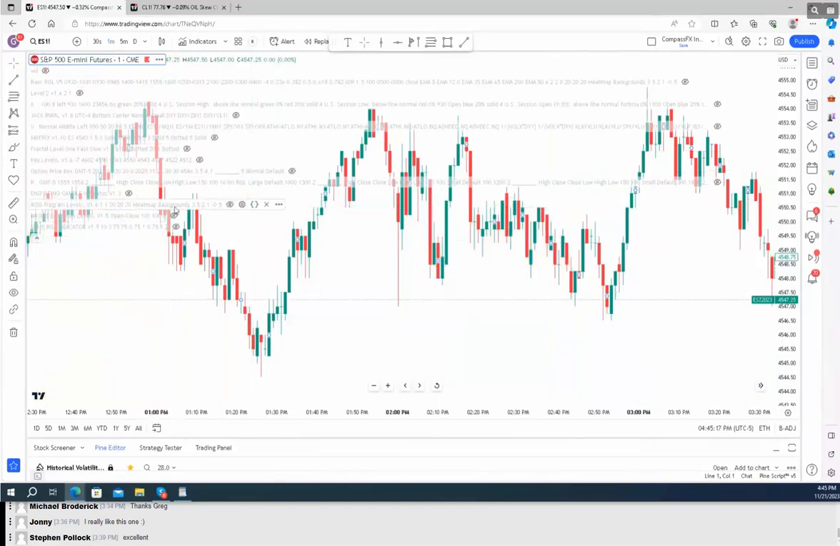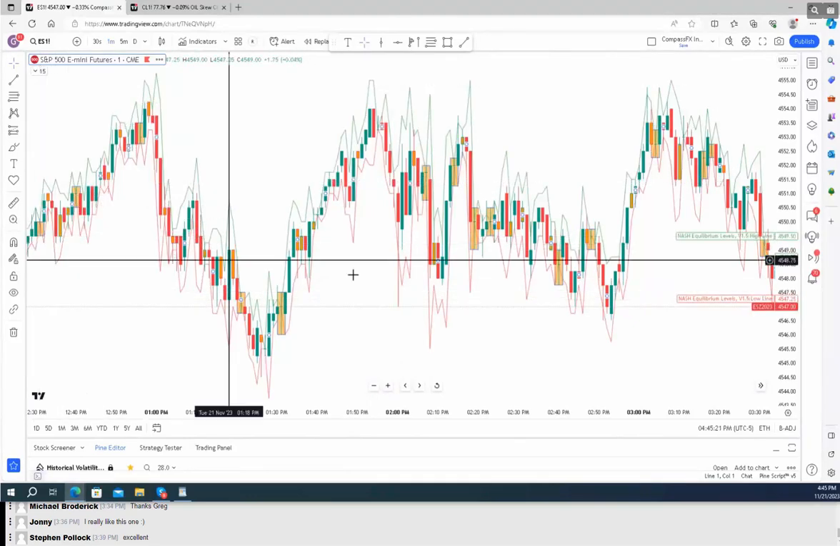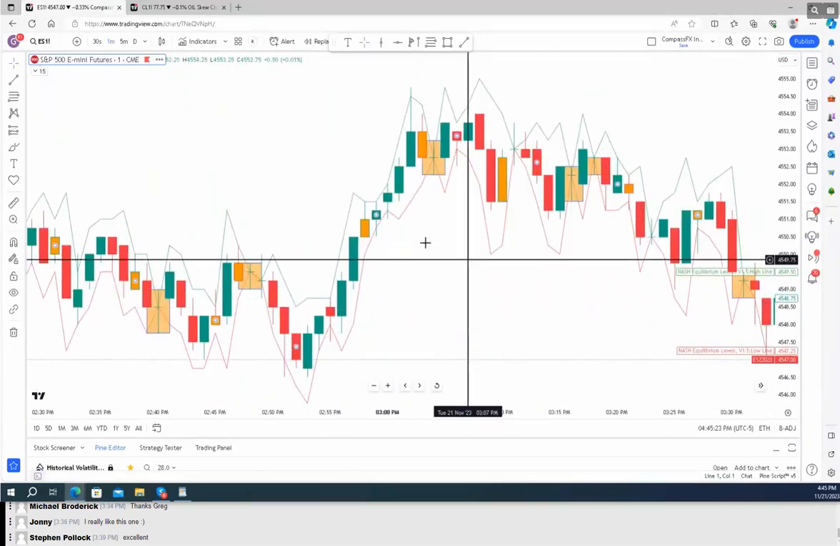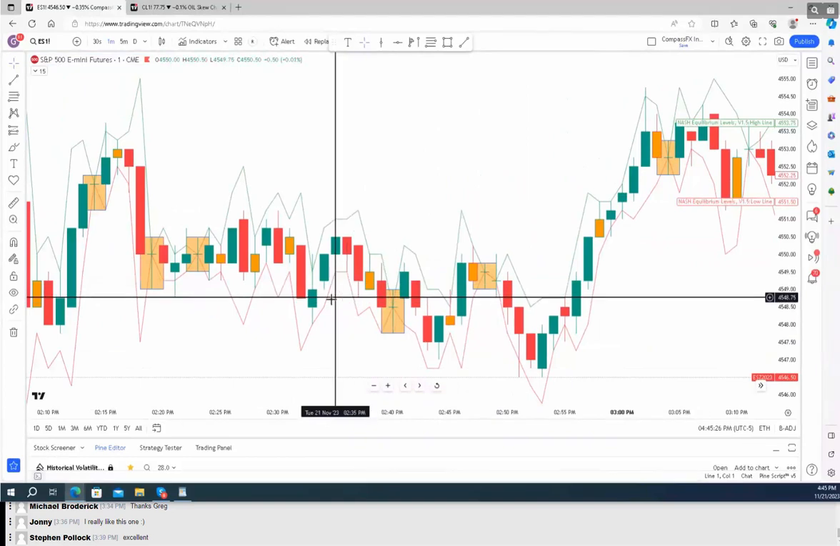Let's see, what's the next one? The Nash equilibrium. This was another one class. He's done many classes on this Nash equilibrium, right? So here we go. Here's the concept behind it.